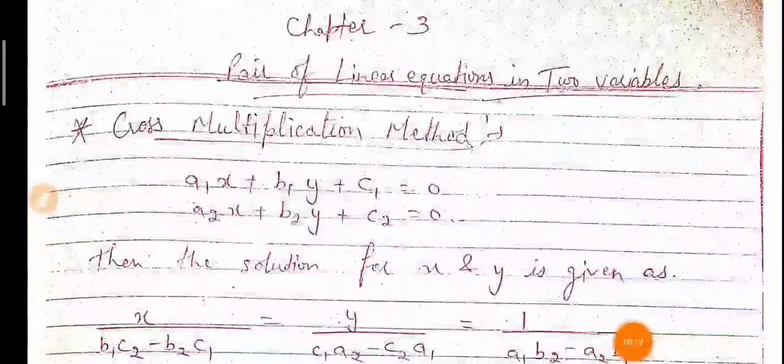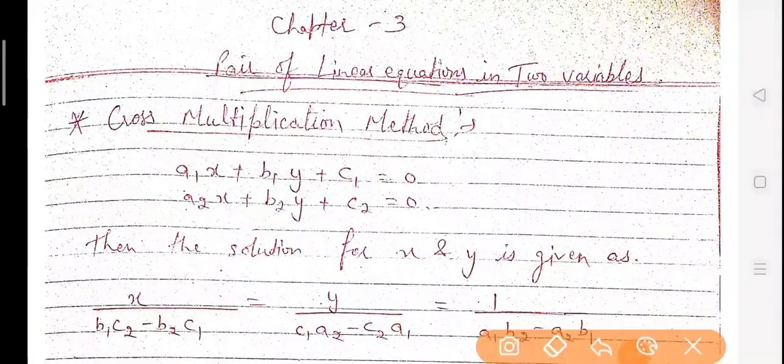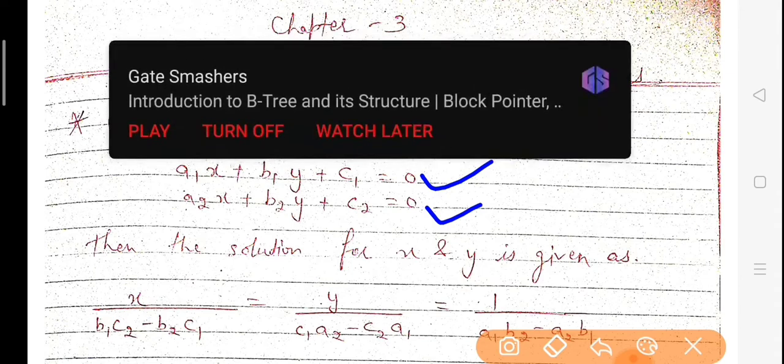In this method we are given two linear equations. First one is this, second one is this: a1x plus b1y plus c1 is equal to 0, a2x plus b2y plus c2 is equal to 0. So how can we solve it? We have two different solutions. It means that we have to solve for x and for y separately.